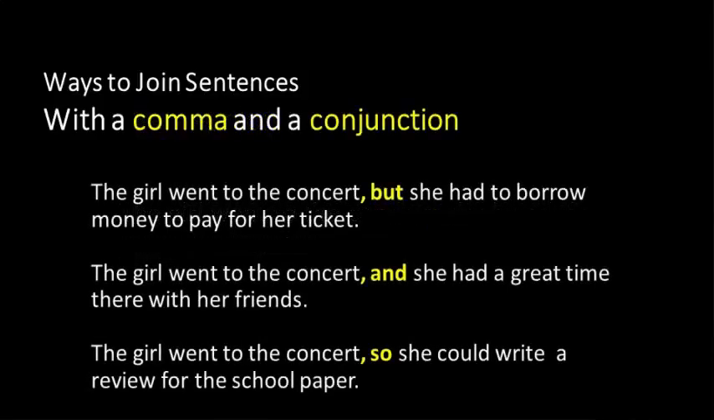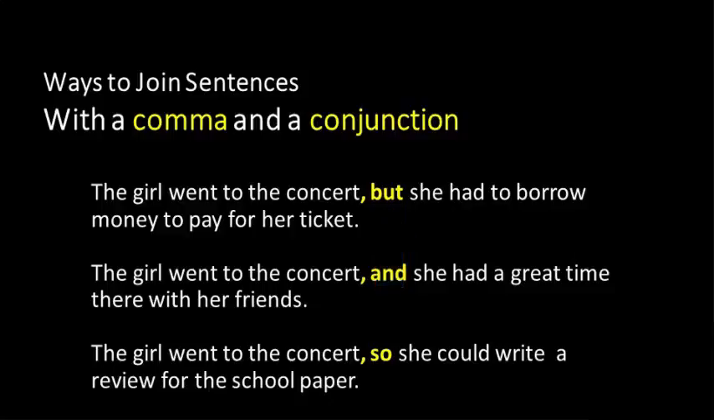The third way to join sentences is with a comma and a conjunction. Take this sentence as an example. The girl went to the concert, but she had to borrow money to pay for her ticket. We have a subject and a verb in the first sentence. The girl went. Following the conjunction, we have another sentence. She had to borrow money to pay for her ticket. The conjunction and the comma work together to show the reader the connection between these 2 sentences.